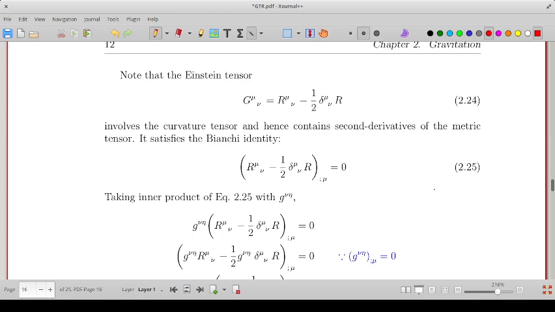metric tensor. Further, the Einstein tensor given by this equation also satisfies a Bianchi identity, which is R mu nu minus half delta mu nu times R, then semicolon mu, where semicolon mu corresponds to the covariant derivative with respect to x mu, and that should be equal to 0.